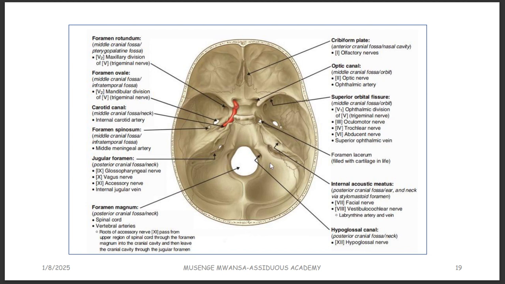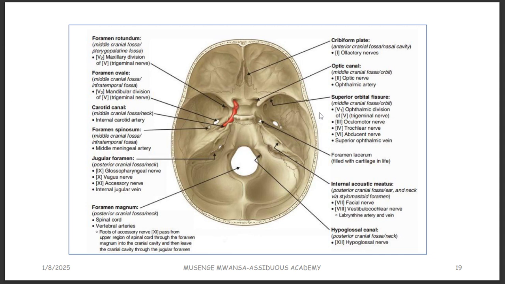And then when we continue, we've got the internal acoustic meatus. The main contents are cranial nerve number 7, number 8, and then the arteries that supply the inner ear, which is the labyrinthine artery, including the vein, because normally these move together. And then we have got the hypoglossal canal. Since we have said that the internal acoustic meatus contains cranial nerves 7 and 8. Okay.